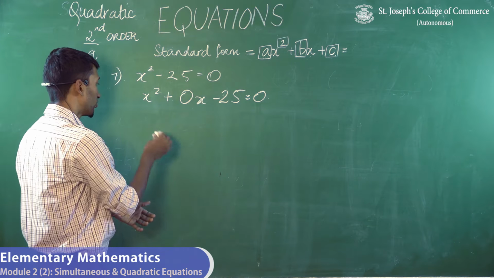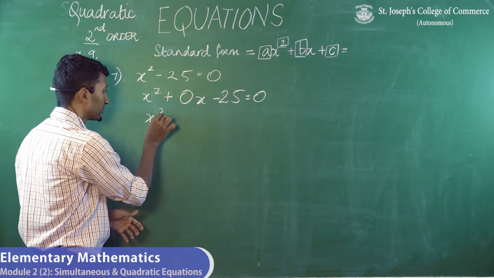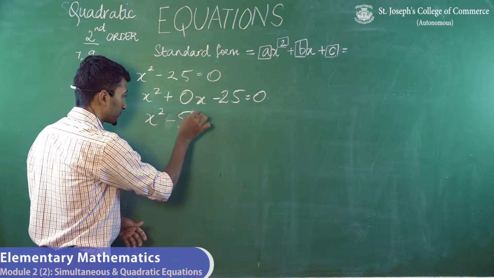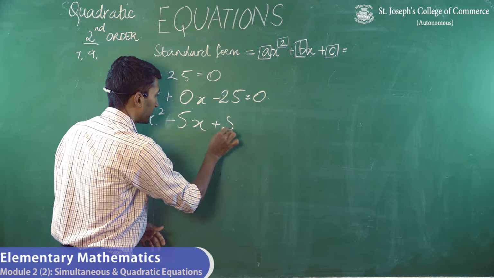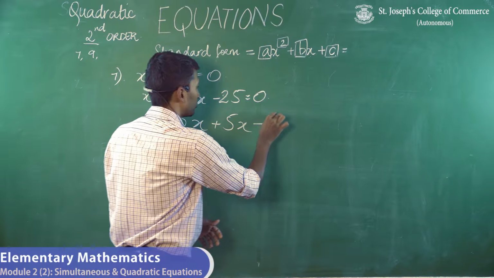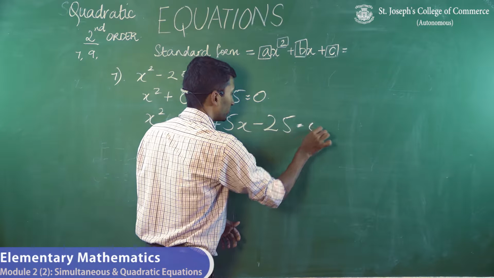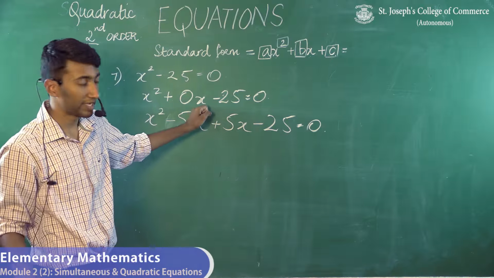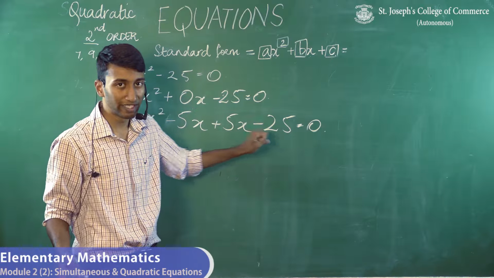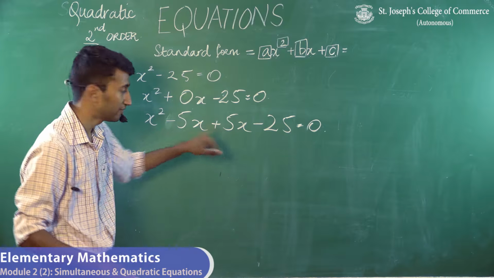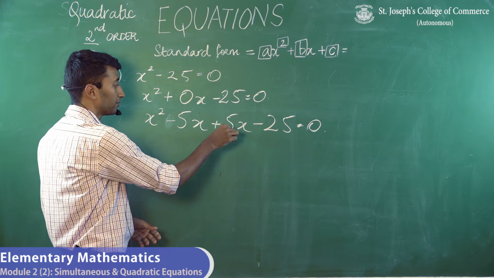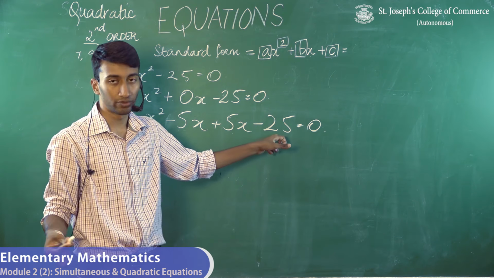So what we'll do now is split it up and write minus 5x plus 5x minus 25 is equal to 0. Plus 5x minus 5x is equal to 0 by itself, and 5 fives are 25. And this is 1, so 25 into 1, the product is 25. So minus 5 into plus 5 will give you minus 25.